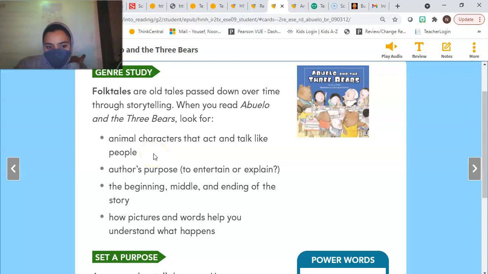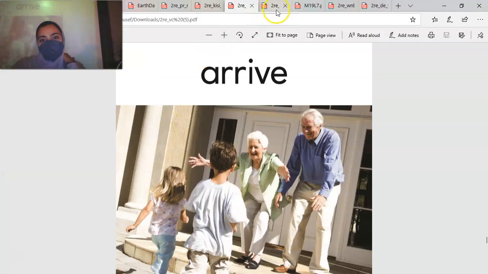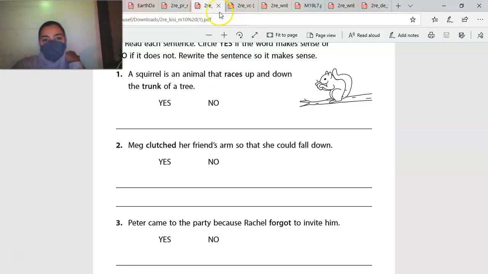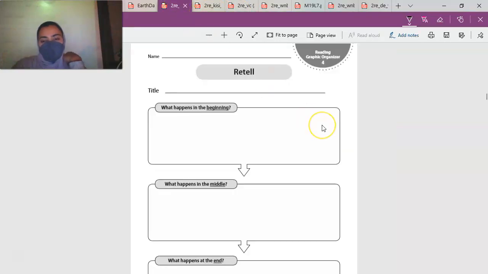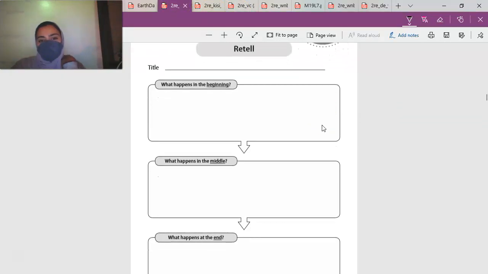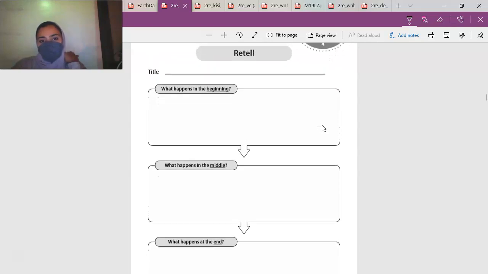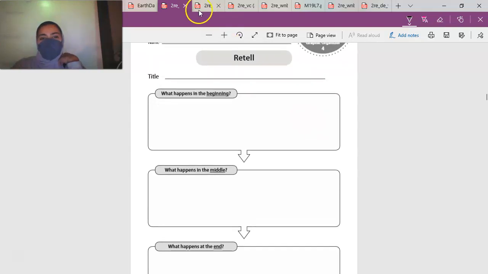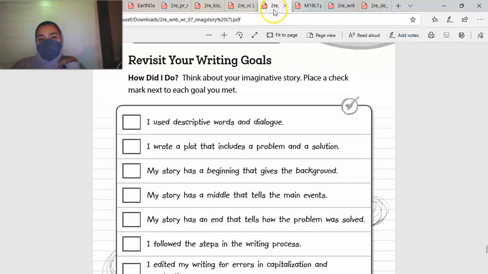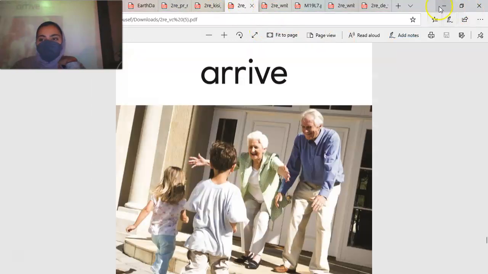And then we're going to be looking at the story sequence, the beginning, middle, and end of the story, and how pictures and words help you understand what happens. It's important you understand what happens at the beginning, middle, and end of the story, because later, when we are done reading, you are going to take out your reading graphic organizer. It looks like this. And you are going to have to retell the story, what happens at the beginning, middle, and end. You are not doing this right now as I am reading. You will go back and do this after we read the story.